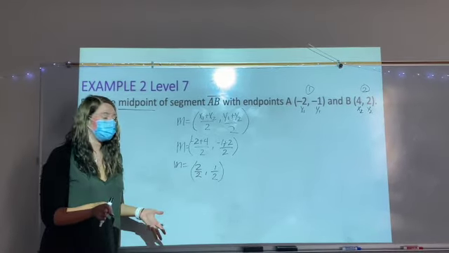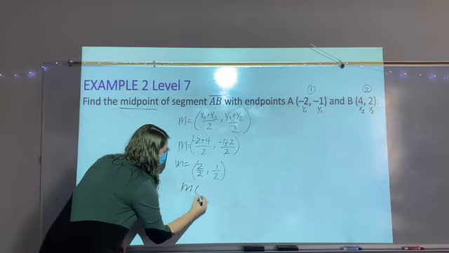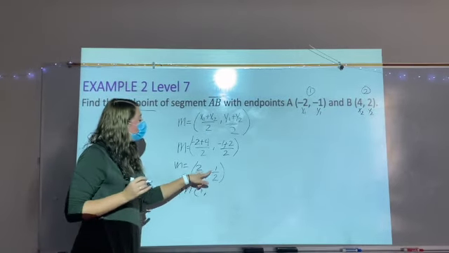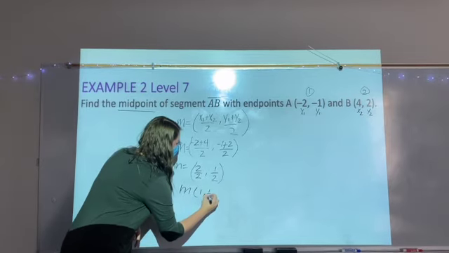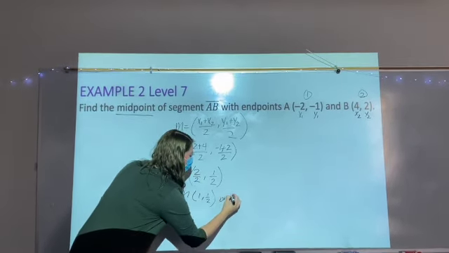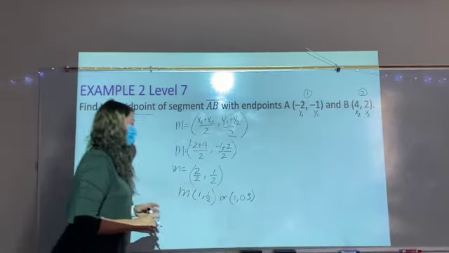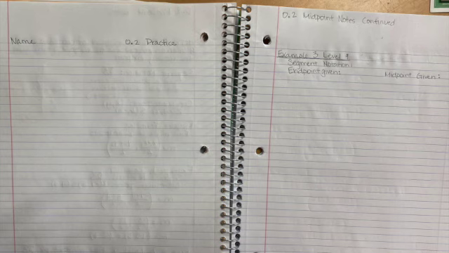I have 1 step left. 2 divided by 2 is 1. So I know that my midpoint is 1, 1/2. Or it's definitely okay to write this as 1, 0.5.